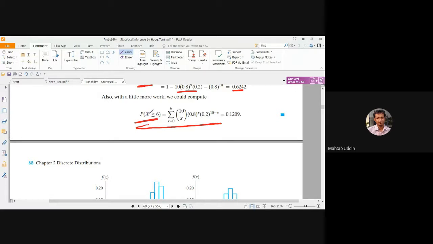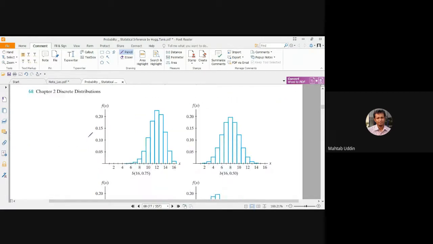Yes, sir. So if we say find the probability up to x, this means P of x. This is called a CDF.